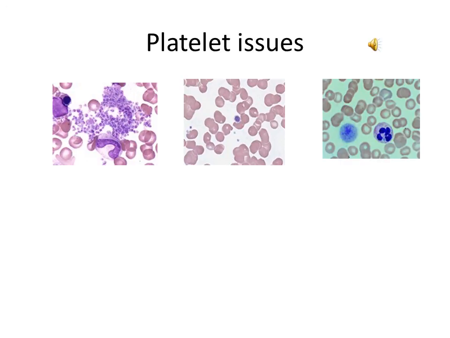Sometimes platelets will satellite around neutrophils. That too is due to EDTA. In the middle you have a large platelet, and on the right hand side, that big blue blob to the left of that segmented neutrophil is a giant platelet. Those all must be noted when you're doing a peripheral smear reading.